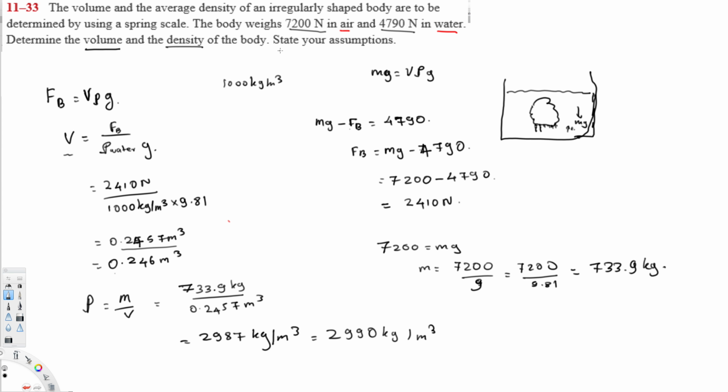And also they are asking you to state your assumptions. In this case, we have assumed that air doesn't create buoyancy force because it's negligible, since air molecules are not together and it doesn't create much buoyancy force, and that's an assumption. And also we assumed that this object is fully submerged in the water. That's when this volume is going to be true. So those are the two assumptions we have taken to calculate these measurements.